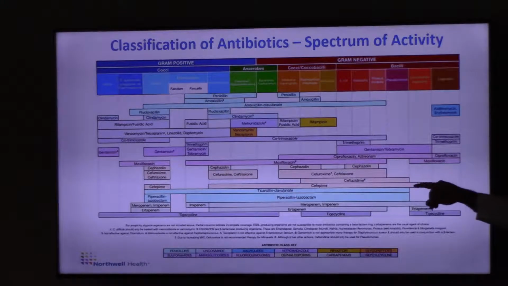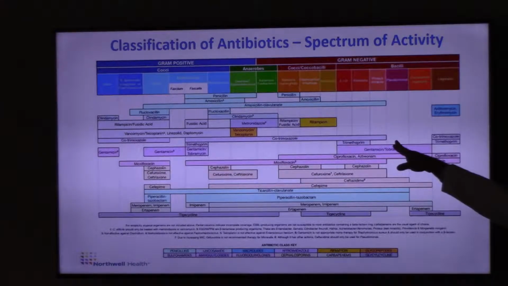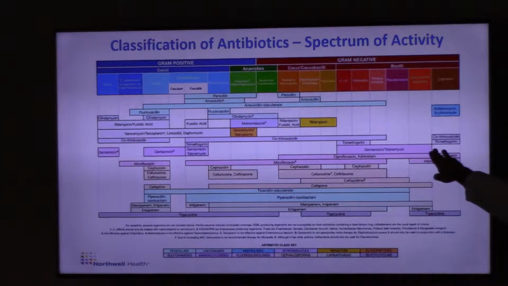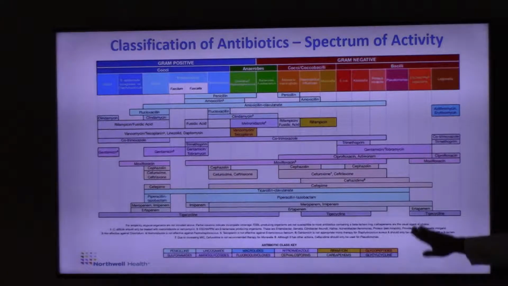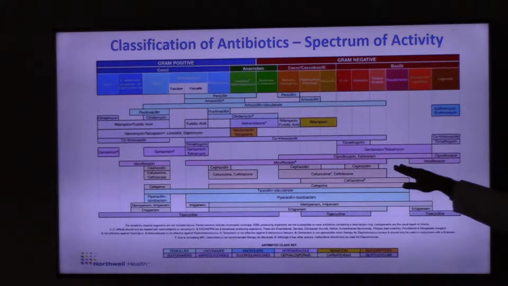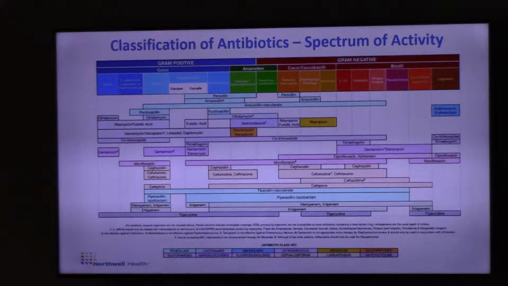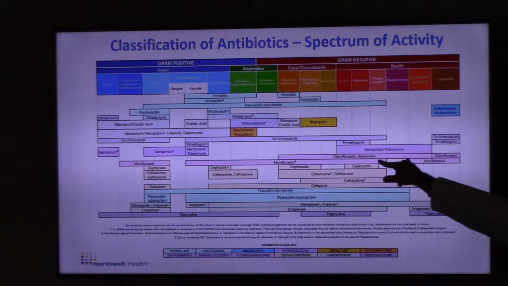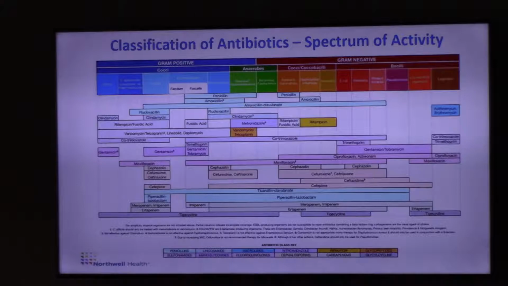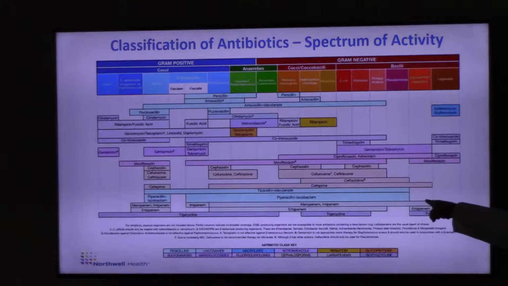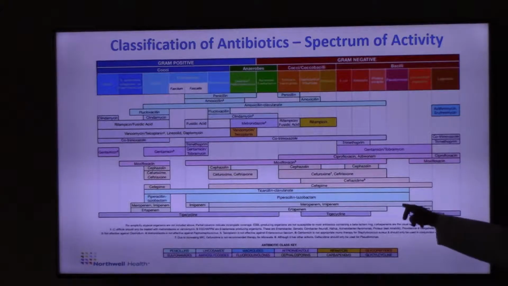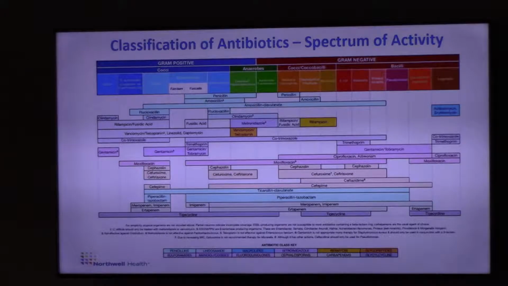Something like penicillin only works against basically gram-positive streptococcus and some gram-negatives, but only a few bugs. Something like amoxicillin-clavulanate, which is Augmentin, would be a broad spectrum agent because it covers a wide variety of gram-negative pathogens and also a wide variety of gram-positive agents. The big drug that we all love and use every single day is piperacillin-tazobactam, which is Zosyn, the blue one right here. That one covers almost everything. That's why we always see everybody with sepsis get Zosyn, because mostly you cover everything.